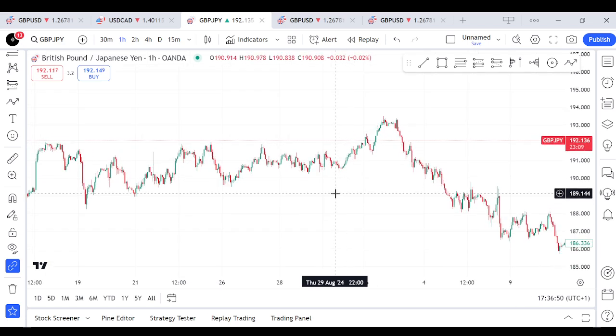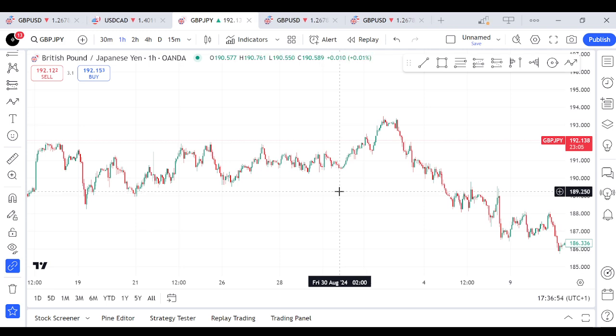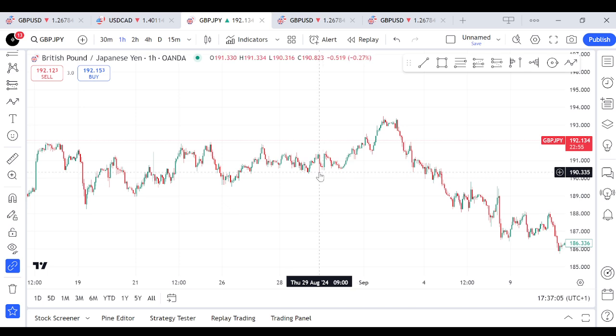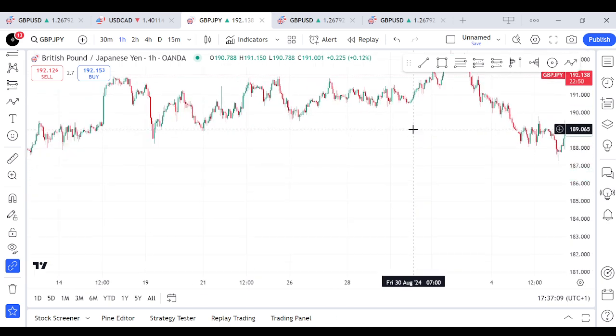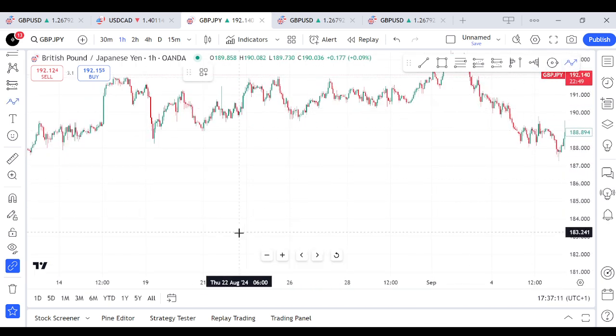So let me break down the rally base rally. This pattern consists of three distinct phases that form a powerful continuation structure in the market. The initial rally phase demonstrates strong bullish momentum. Let me just illustrate that. It has strong bullish momentum first.